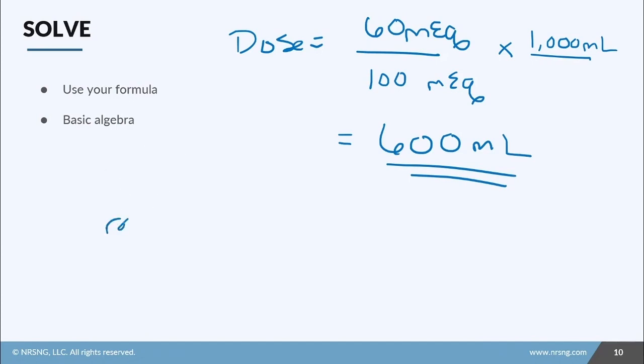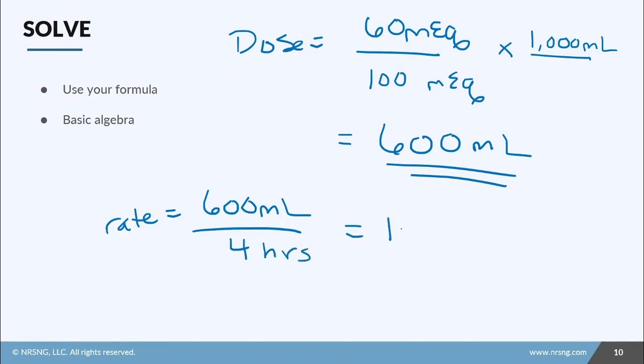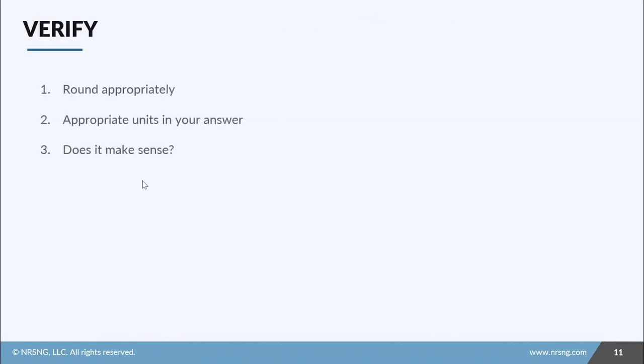Okay, so rate equals our volume, 600 milliliters, over our time, 4 hours. 600 divided by 4 is 150 milliliters per hour. So we used the dosage formula and the rate or the infusion formula. It's just basic algebra. Now, the very last step is always verify.